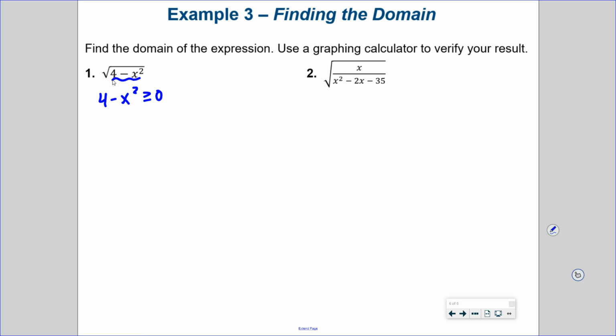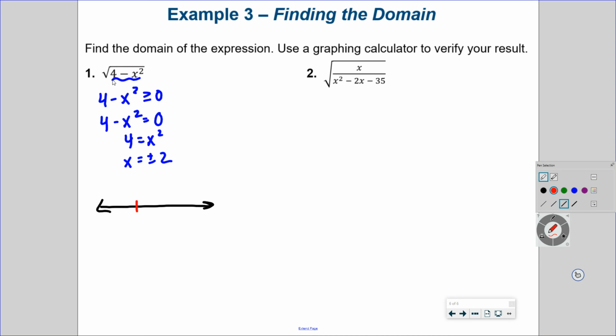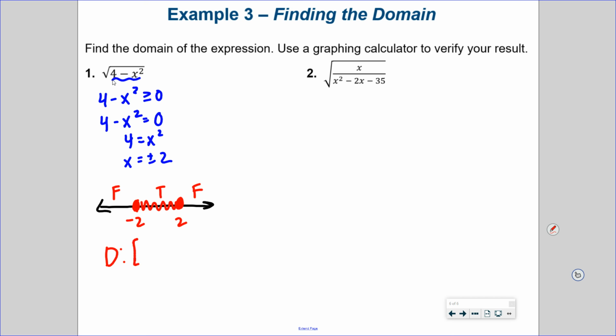This one's just a straight up polynomial. Don't have to worry about undefined values or anything like that. You just solve the related equation. You get plus or minus 2. To save time, I'm telling you right now, when you do this, you get false, true, false. Now we can include these because it can be equal to 0. So my domain would be -2 to 2.